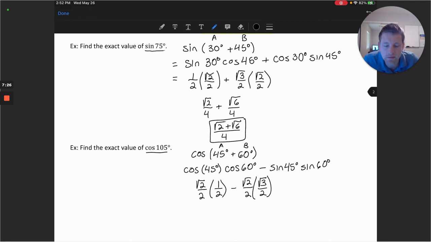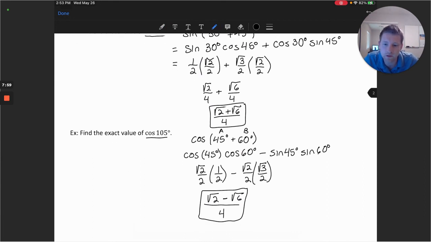And again, you'll notice that this is going to have the same common denominator. This will end up having a common denominator of 4. We'll have the square root of 2 in the first fraction, and we'll have a minus sign, and then square root of 6 in the second. So square root of 2 minus the square root of 6, all over that same common denominator of 4. All right, so we have the exact value for the cosine of 105.